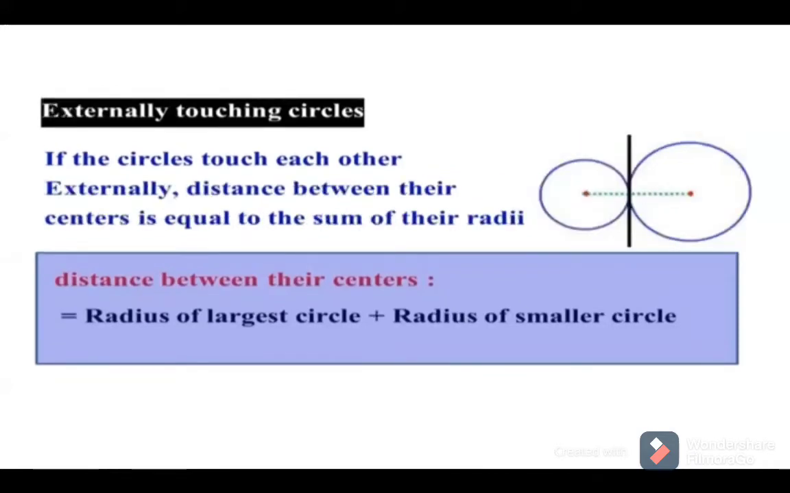Let's see about externally touching circles. If the circles touch each other externally, the distance between their centers is equal to the sum of their radii.